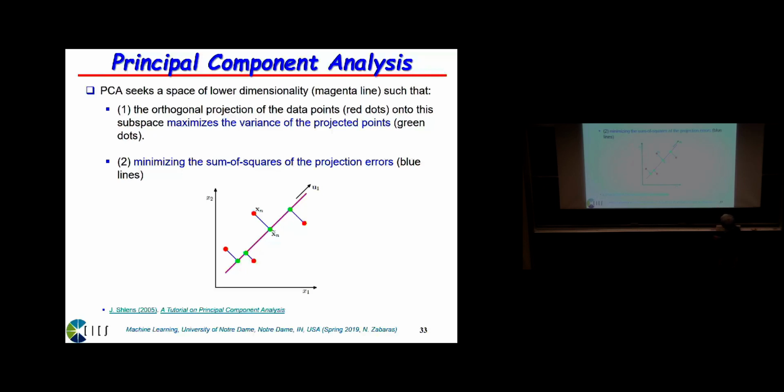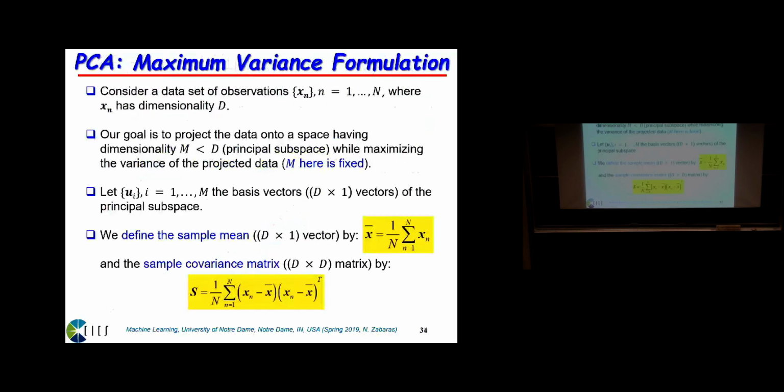So that's formulation 1. And the second formulation says, you know what? Find this subspace, let's say here U1, so that the sum of squares of the projection errors is minimized. So basically the square of this length and the square of that and the square of that and the square of that is minimized. And it comes out that the 2 formulations, even though they come from 2 different eras, effectively give you the same exact answer. So we need to revisit, because we're going to learn a little bit on how PCA works.